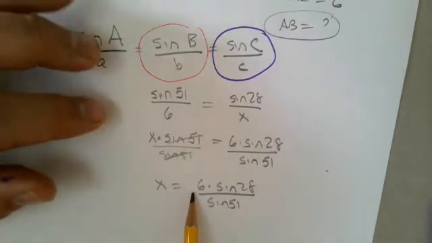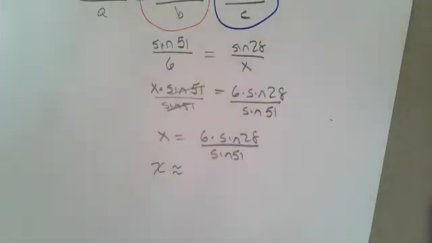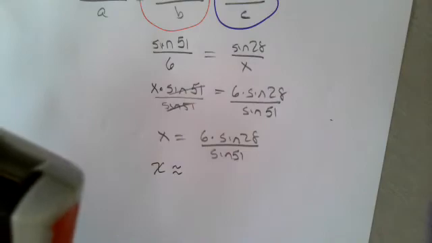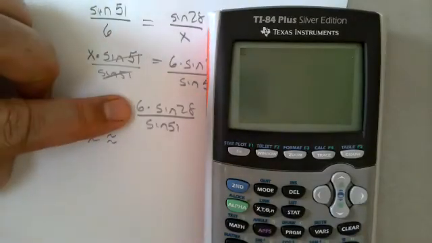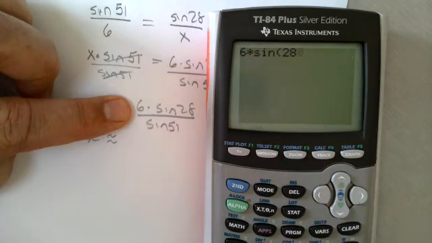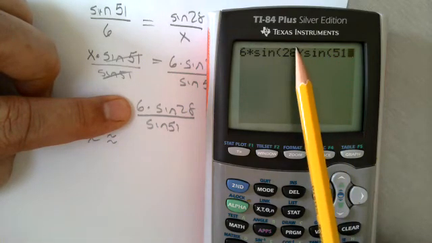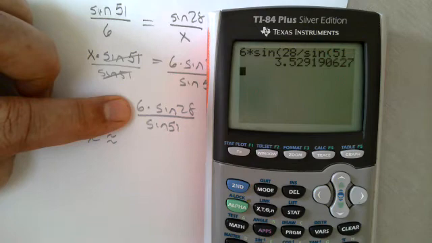That's my precise answer, but I want a decimal equivalent, so I'm going to punch it into my calculator. Now this is where it gets a little bit interesting. If I've got a calculator that allows me to just show what I'm doing, it's pretty simple. I do 6 times sine of 28. Now, I've noticed in some other videos that I really have to close that parentheses. Watch what happens if I don't. Divide by sine of 51. Notice that that is now hidden inside the angle. And if I did that, I'd get a weird answer.